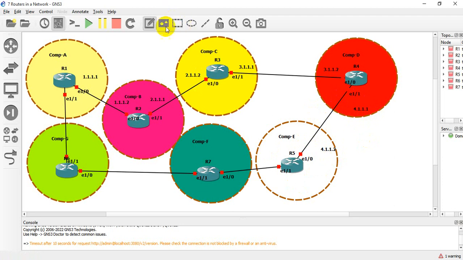So let's assign to this port as well. It would be like 5, and it would also be network 5, but the host would be different from the other host.